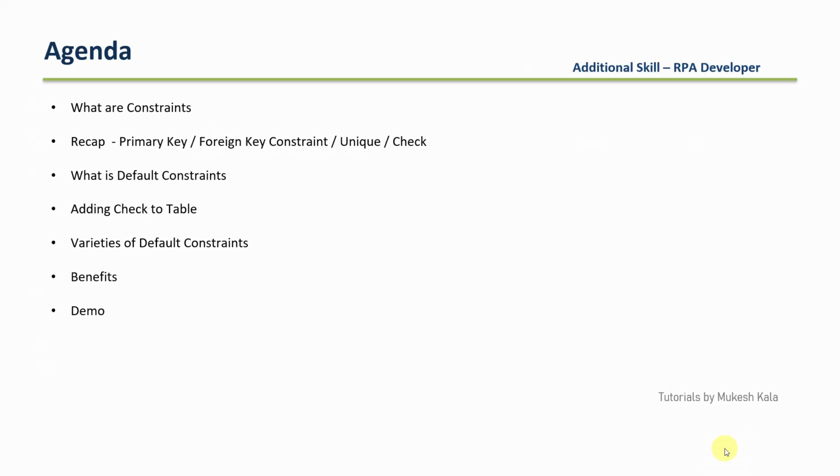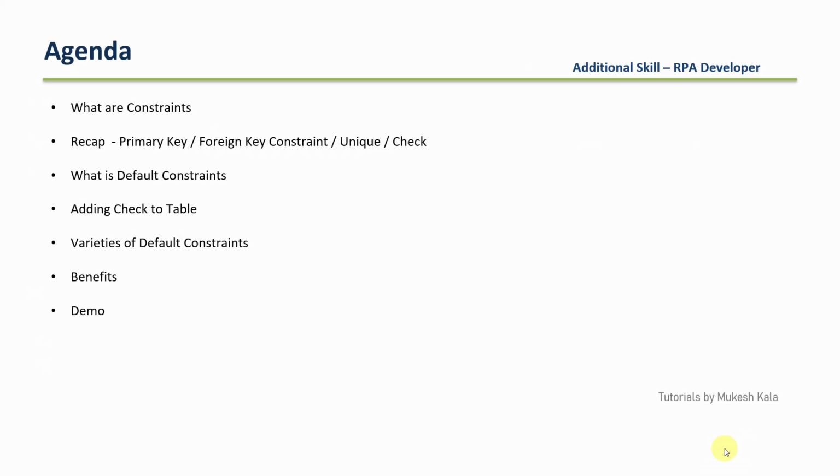Talking of the agenda, we are going to start with a quick recap of what exactly constraints are, and a recap of primary, foreign, unique and check, which we have already covered. Today in this video, we are going to explore what exactly a default constraint is, how to use it, when exactly it is beneficial, how to add it to an existing table, what varieties of default constraints are available, and the benefits. All of this we are going to see with the help of step-by-step demonstration.